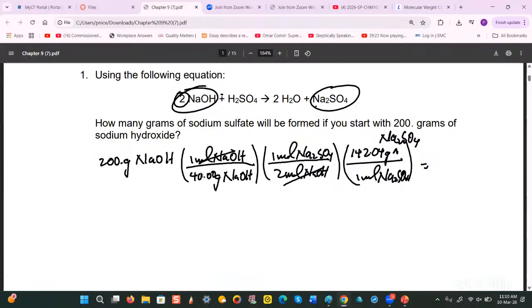So that will be 200 divided by 40 divided by 2 times 142.04. And round it off to 3 sig fig, that becomes 355 grams of sodium sulfate. And that's it. That's how that is done.